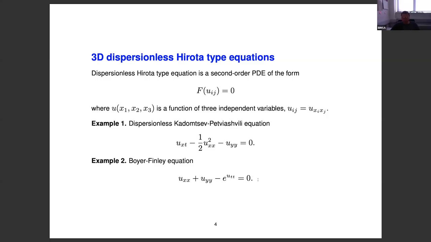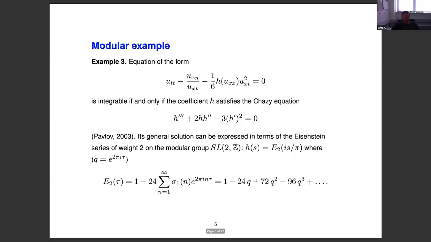Let me show you a slightly more sophisticated example. First, it appeared in a paper by Maxim Pavlov in 2003. So let's look at the class of second order PDEs of this particular form. This form was motivated by the study of hydrodynamic chains. Doesn't matter. Let's look at equations of this kind where h is some function of u_xx.